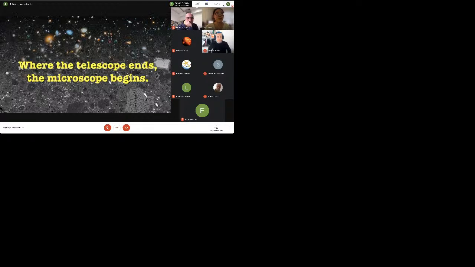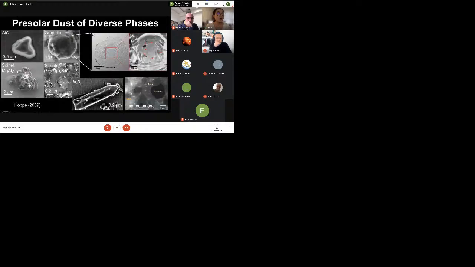So where the telescope ends, the microscope begins. And to our cosmochemists, this is how the stellar dust grains look under microscopes. They have very different morphologies and also compositions, as you can see here, representing their very diverse condensation environments in their parent stars. As we can see, presolar grains are generally small.